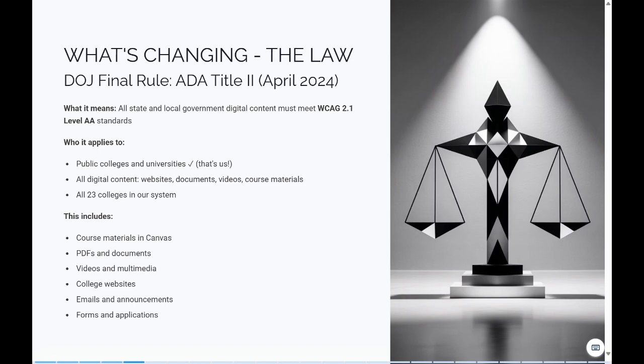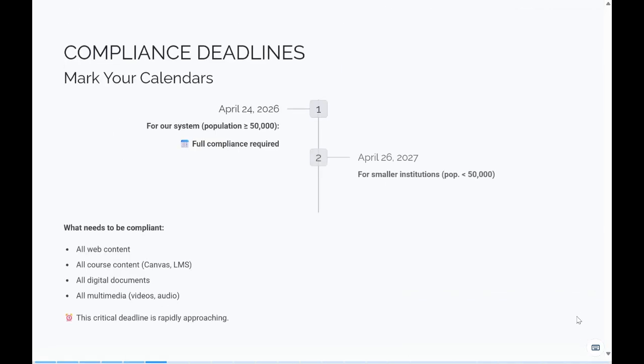OCR complaints, that's the Office for Civil Rights, are increasing every year. Institutions are being held accountable, and the consequences can be significant. But here's what I really want you to hear. Beyond legal compliance, this is about doing the right thing. We're in education. Our mission is to provide access to information and opportunity. When we create barriers, even unintentionally, we're working against our own mission.